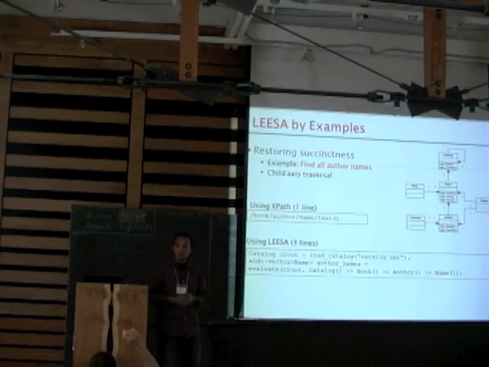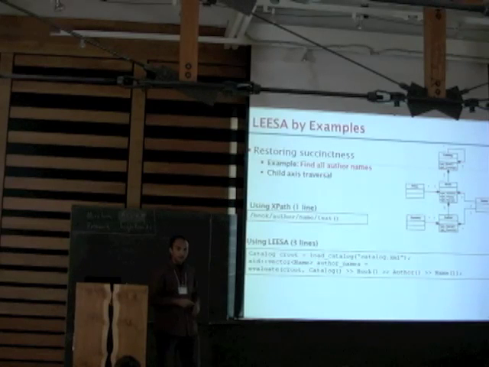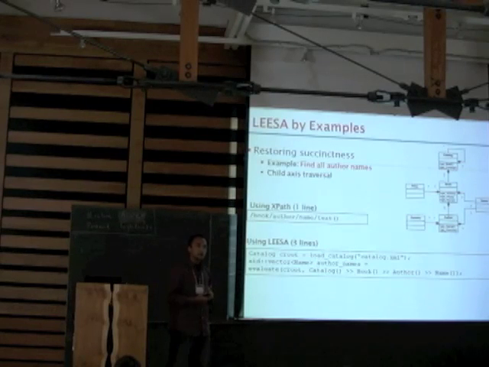Are there any questions on this? Yeah. So this catalog type in the first line and the last line is the same type, right? Yeah, they are the same type. And they are generated by the data binding tool for you.